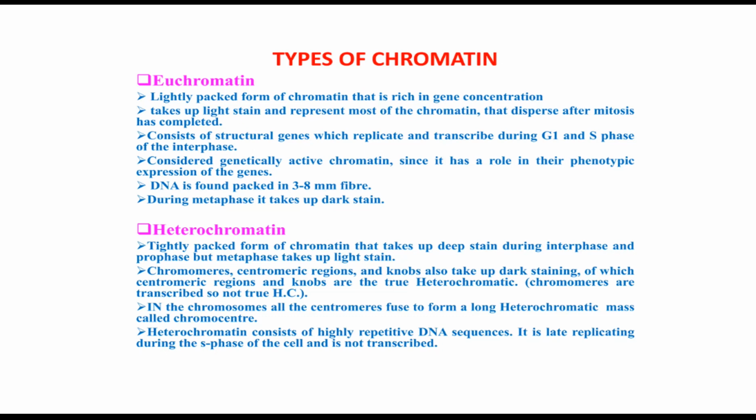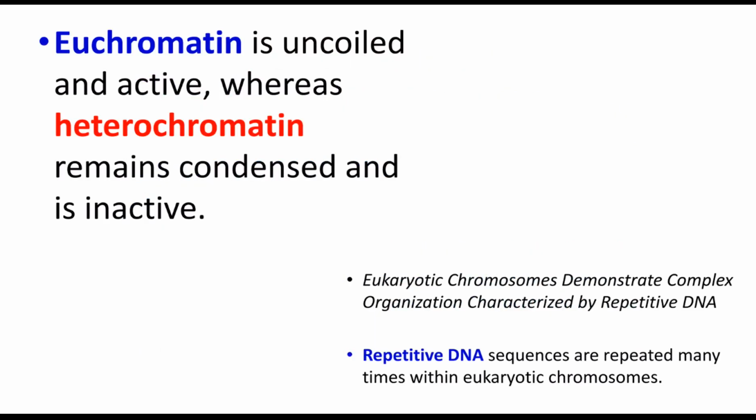Heterochromatin consists of highly repetitive DNA sequences. It is late replicating during the S phase of the cell and is not transcribed. Euchromatin is uncoiled and active, whereas heterochromatin remains condensed and inactive. Eukaryotic chromosomes demonstrate complex organization characterized by repetitive DNA. Repetitive DNA sequences are repeated many times within the eukaryotic chromosomes.